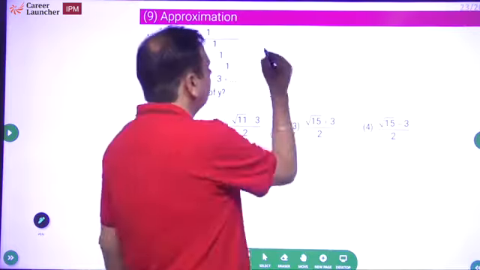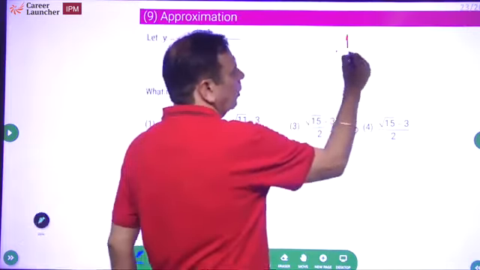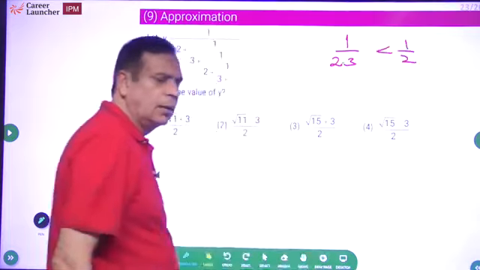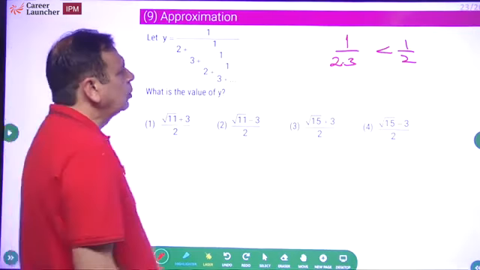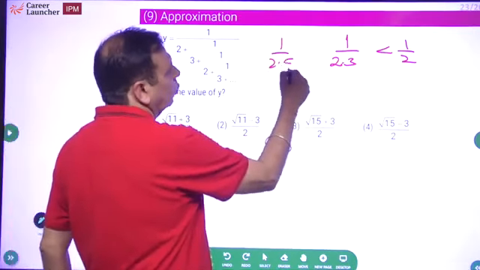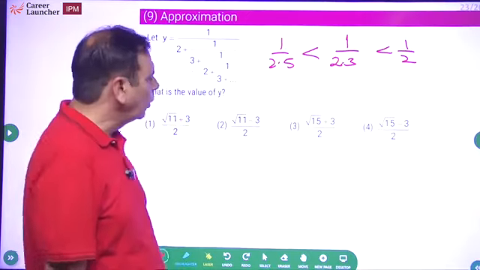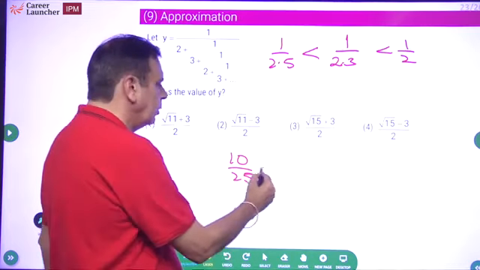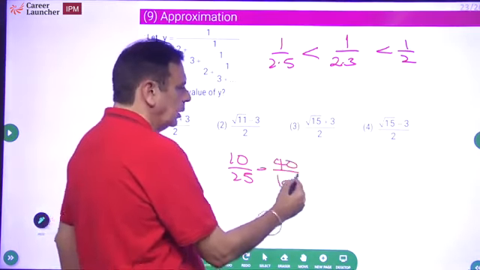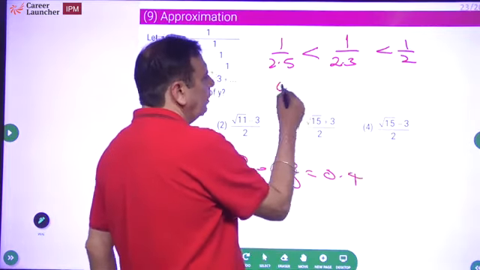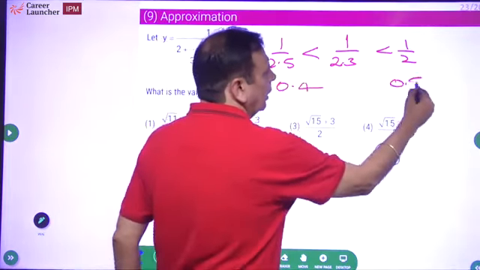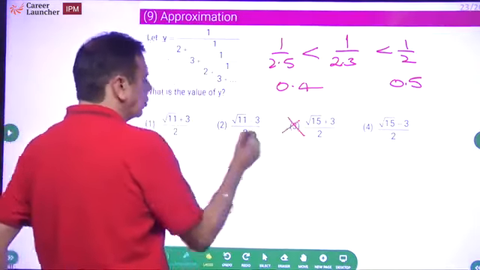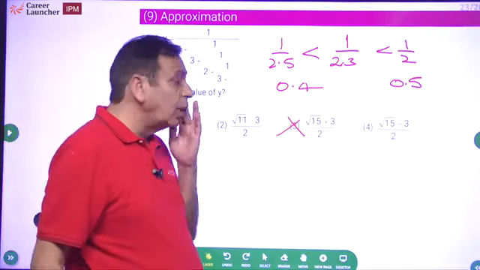So all I'm saying is the value of this expression is approximately 1 upon 2.3, and hence my answer should be less than 1 by 2. Okay. Can I also say my answer should be greater than 1 upon 2.5? Why 1 upon 2.5? Because 10 upon 25 is 1 upon 2.5, which is equal to 40 upon 100, equal to 0.4. So I can say my answer has to be between 0.4 and 0.5. Simple thing. And out of these, we have eliminated two choices because they are both more than 1.